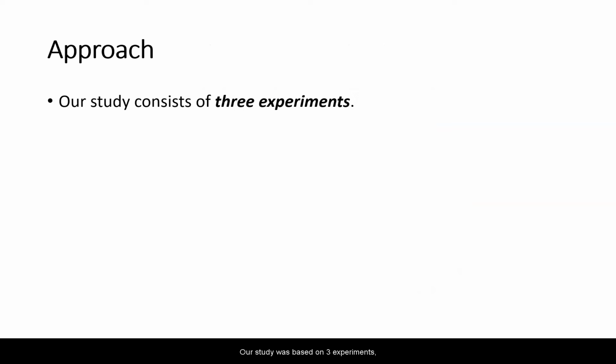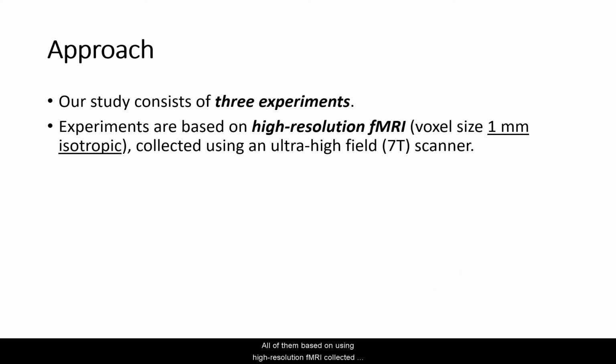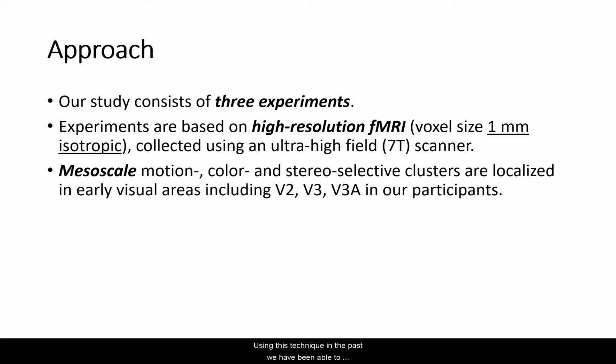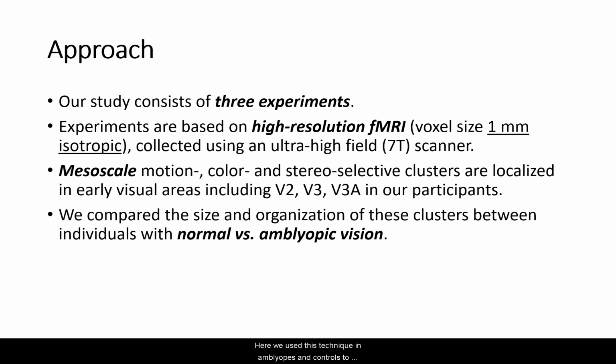Our study was based on 3 experiments, all of them based on using high-resolution fMRI collected in a 7T scanner, which gives us a nominal resolution of 1 millimeter. Using this technique, in the past, we've been able to localize motion, color, and stereoselective columns across early visual areas. Here, we use this technique in amblyopes and controls to localize these stripes and to compare their size and response to different stimulus conditions.